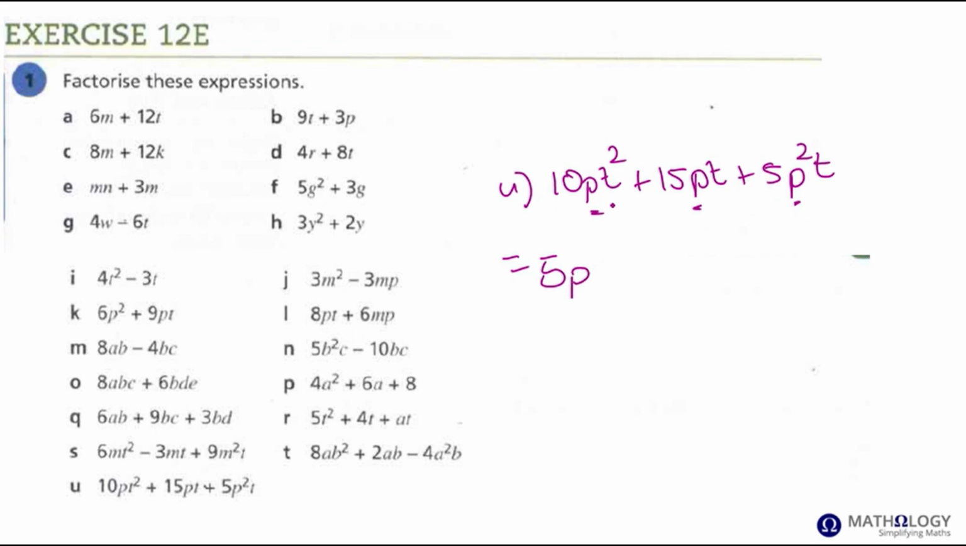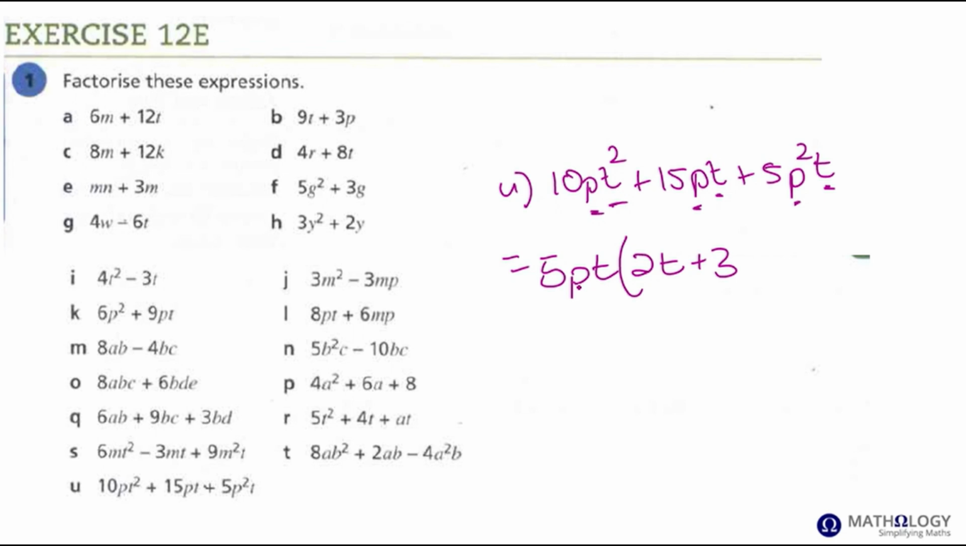We have t squared in the first term, t in the second, and t in the third. So we can take out a t at most. So each term is divided by 5pt. 10 divided by 5 is 2. P divided by p is 1. And t squared divided by t is t. Plus 15 divided by 5 equals 3.